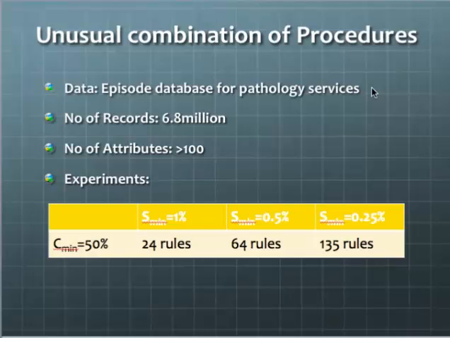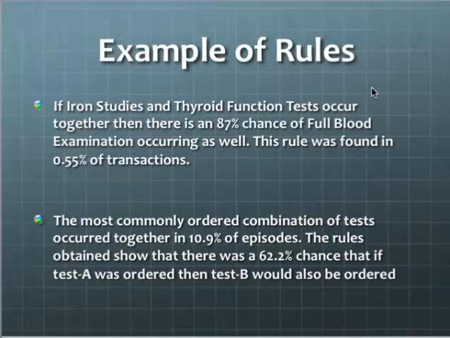For example, when the minimum confidence equals 50% and the minimum support equals 1%, then we can get 24 rules. When we change the minimum support to 0.5%, then we can get 64 rules. Then if we change the minimum support to 0.25%, then we can get 135 rules.